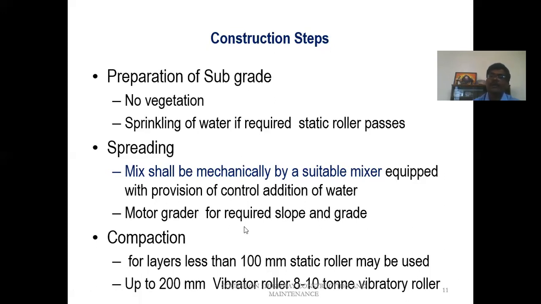To get OMC. And then this water and the sprinkled water and these dry aggregates are mixed, generally using a grader. And then again it is leveled using the grader to the required cross slope and the longitudinal grade. So once spreading is done, compaction is carried out using an 8 to 10 ton vibratory roller for layer thickness up to 200 mm or 250 mm. For smaller layers, even a static roller may be used.